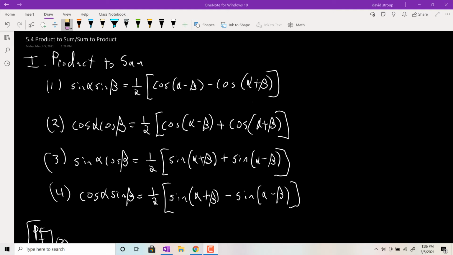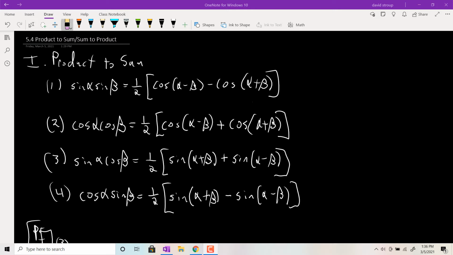Hey, welcome back. This is section 5.4 in trig. We're going to have a whole mess load more of identities. These guys I'm not going to have you memorize or anything like that. If I do want you to use them, I'll give you the formula and put them on the test. Not to say that they're not important.